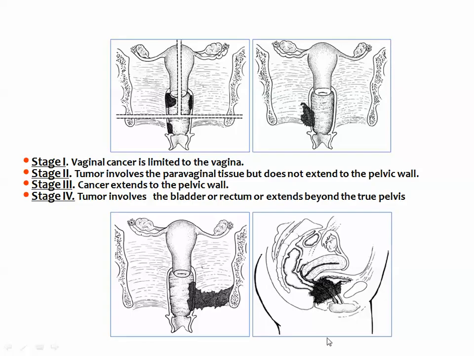or the bones. The staging of vaginal cancer is easy, since if you see a lesion which is confined to the vagina, this is stage 1. If the tumor involves the paravaginal tissue but did not reach the pelvic side wall like this, this is stage 2. If the tumor has reached the pelvic side wall, this is stage 3. If it has invaded the urinary bladder or the rectum, this is stage 4.